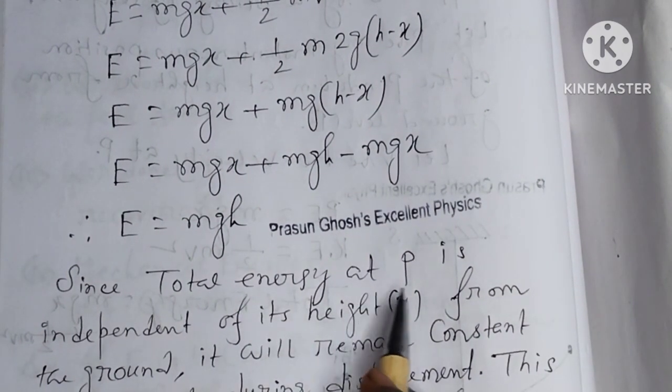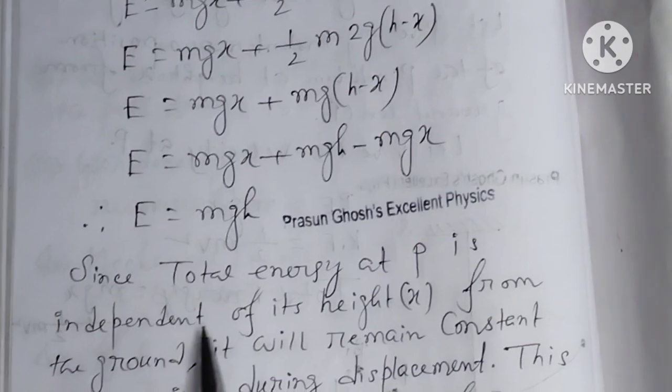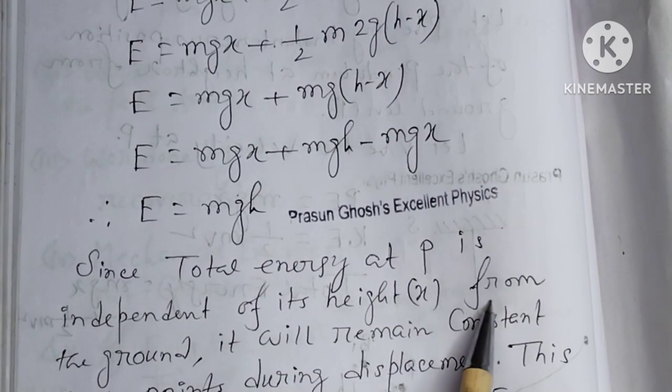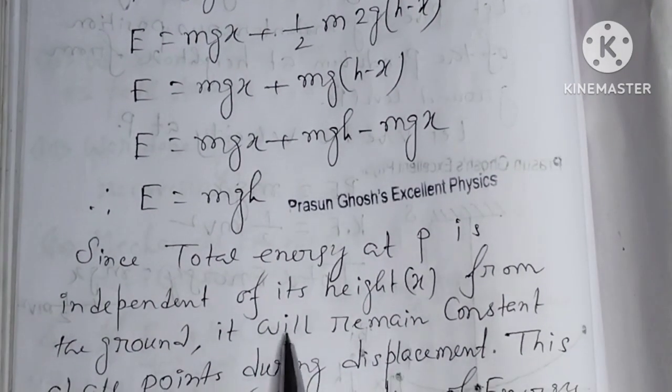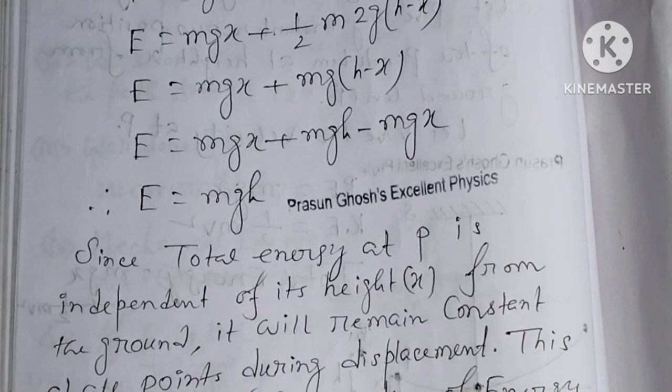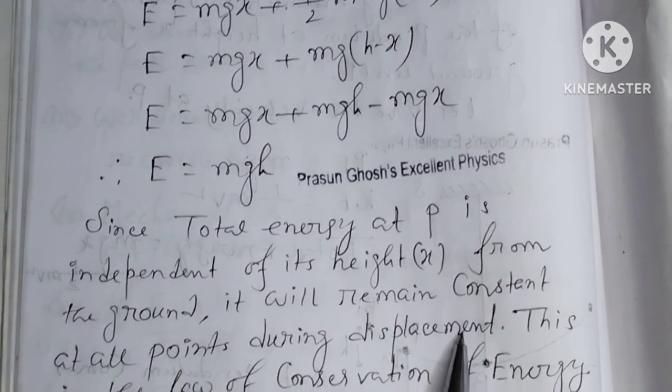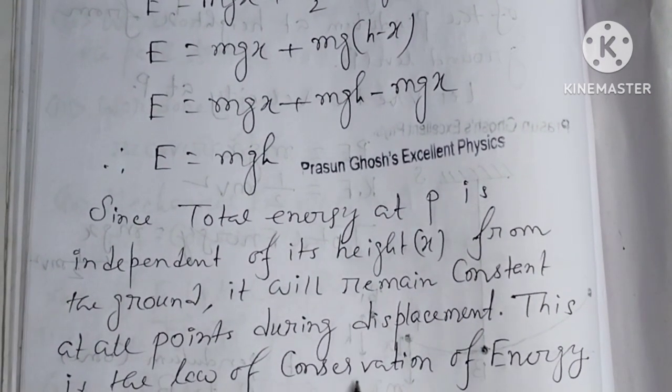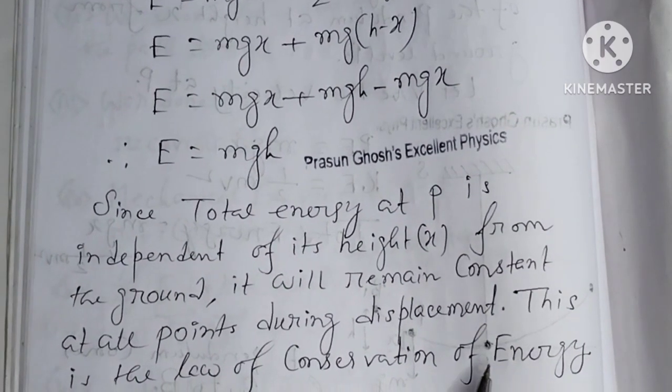Since total energy at point P is independent of its height x from the ground, it will remain constant at all points during the displacement. This is the law of conservation of energy.